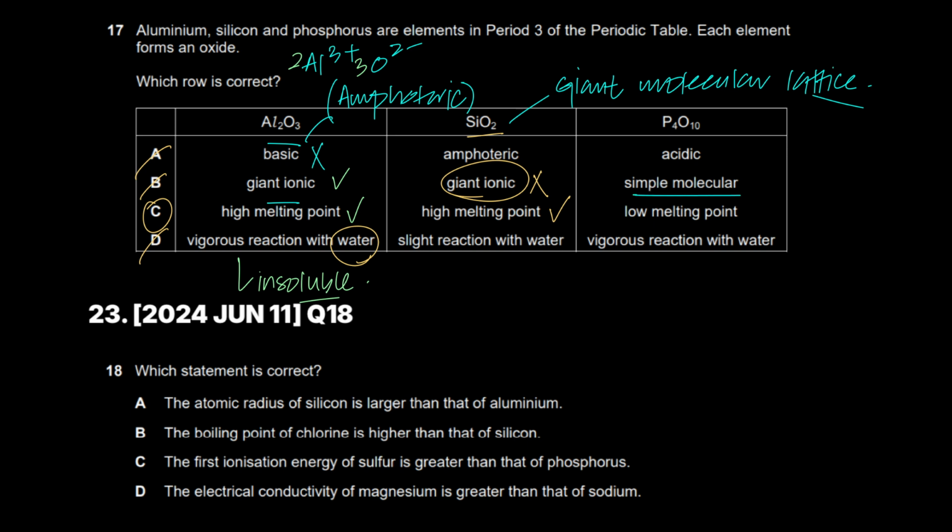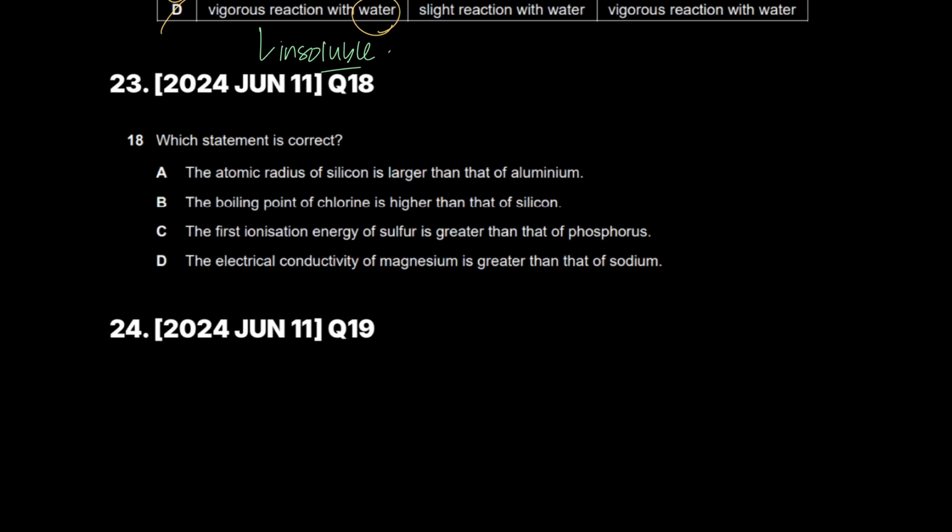And you could have even looked at this P4O10. It is simple molecular, but the problem was in this statement right here. Silicon 4 oxide is not giant ionic, and P4O10 absolutely has a low melting point. It's a simple molecular structure. Done.